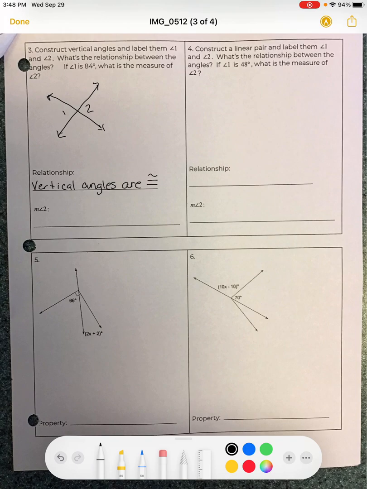So if we know that angle 1 is 84 degrees, it says, what is the measure of angle 2? Well, congruent means it would also be 84 degrees.